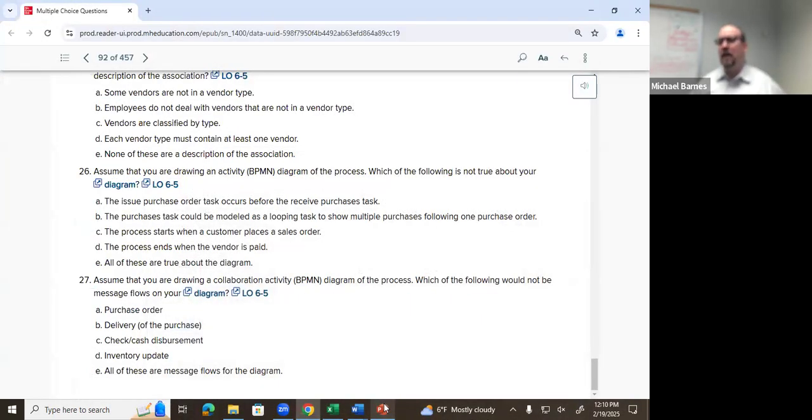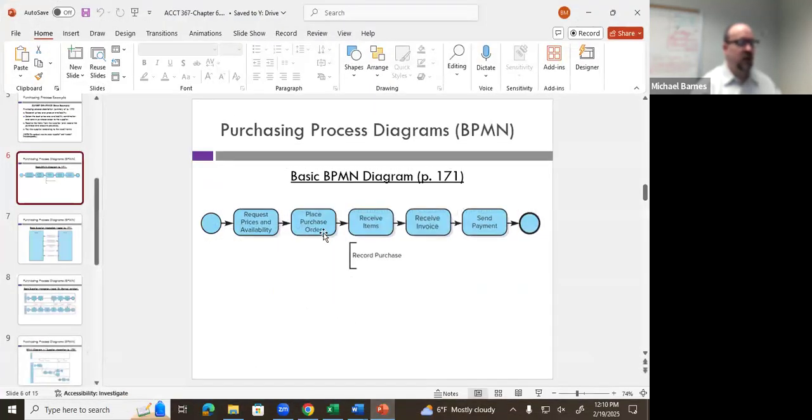Well, let's talk about B. B is a little bit confusing. It's not something we've talked about, but again, this is one of those points where you have to use your judgment to make a determination of what's happening here. The purchases task can be modeled as a looping task to show multiple purchase orders following one purchase order. So what is that saying? Could I actually add a loop here where it comes back and places purchase orders again and again on a periodic basis? Does that occur in businesses?